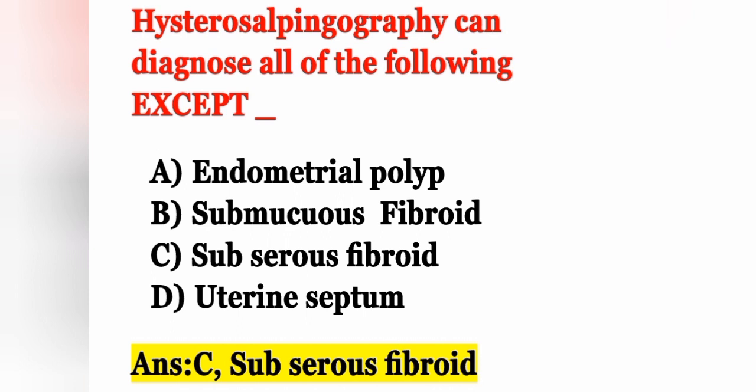Hysterosalpingography is a radiographic examination of the uterus and oviduct. In case of subserous fibroid, the fibroid is projected outside the uterus. So with the help of hysterosalpingography, we can't identify a subserous fibroid. It is projected outside the uterus.